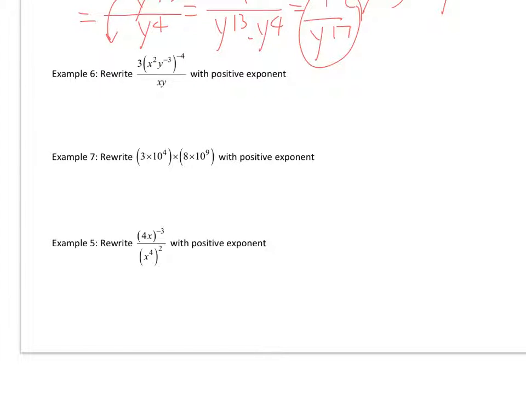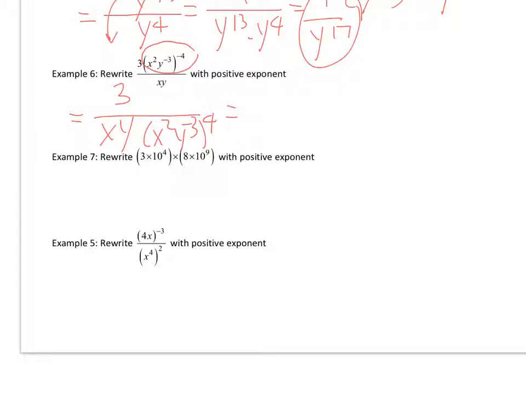And the next one, we also look for where is the negative exponent. It's right here, but you got to do a group at a time. So 3 is going to stay. You have x times y at the bottom. And this group is going to move to the bottom, x squared y to the negative 3 to the fourth power. Do one step at a time.